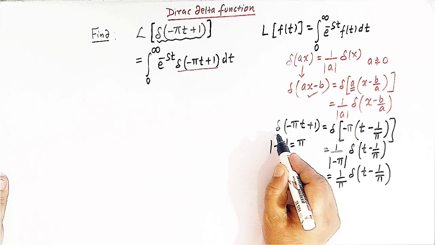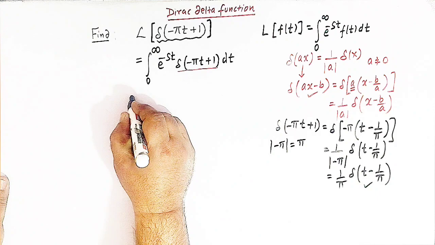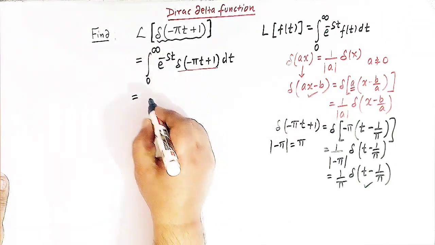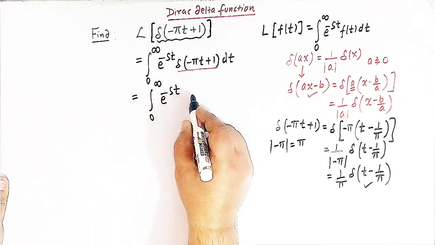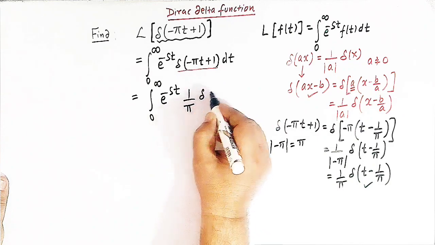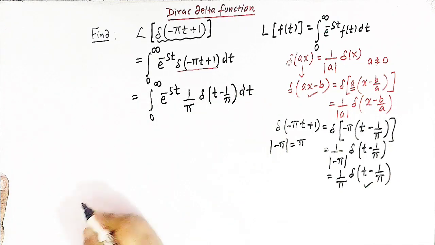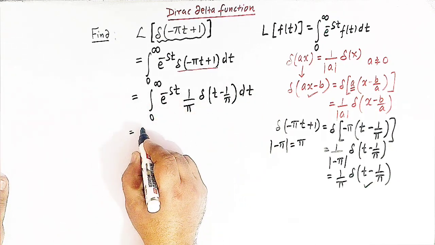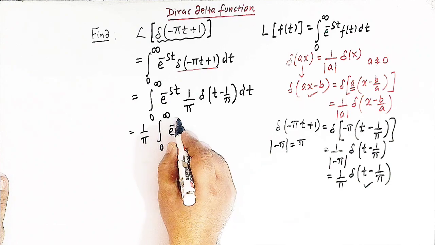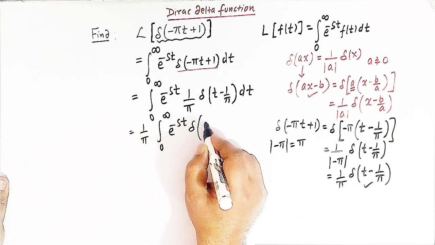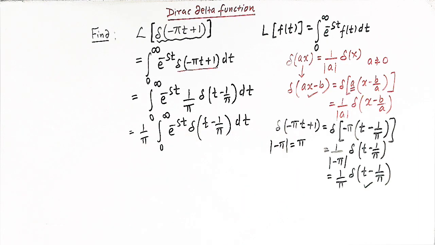Now replacing delta of minus pi t plus 1 by this expression, the Laplace transform is given by the integral 0 to infinity e raised to minus st, 1 over pi, delta of t minus 1 over pi, dt. And 1 over pi is a constant, so we can take it outside the integral. We have 1 over pi times the integral from 0 to infinity of e raised to minus st, delta of t minus 1 over pi, dt.